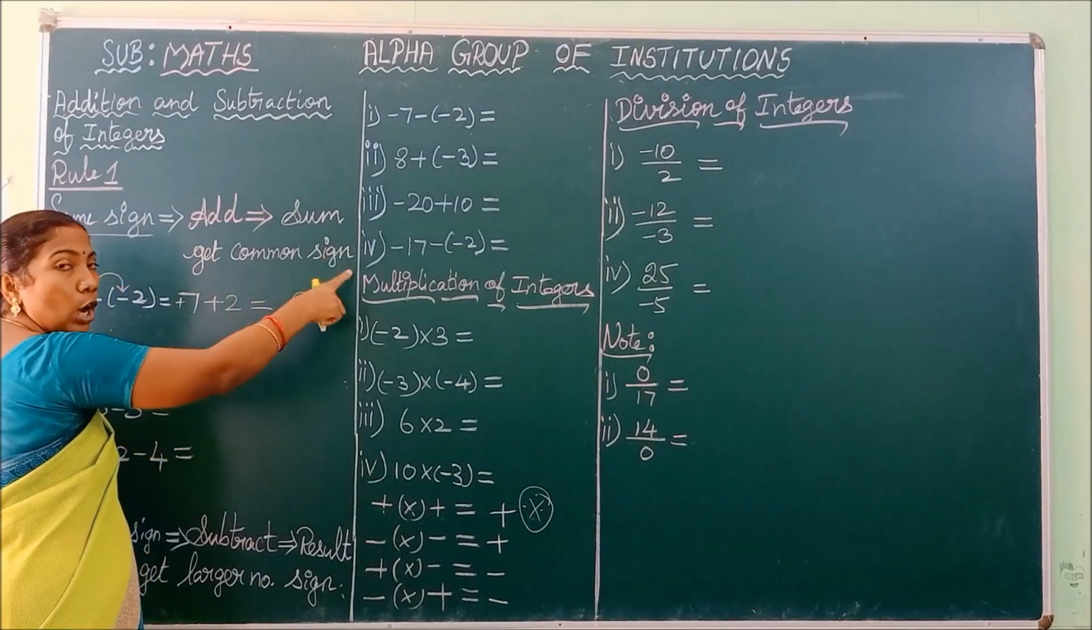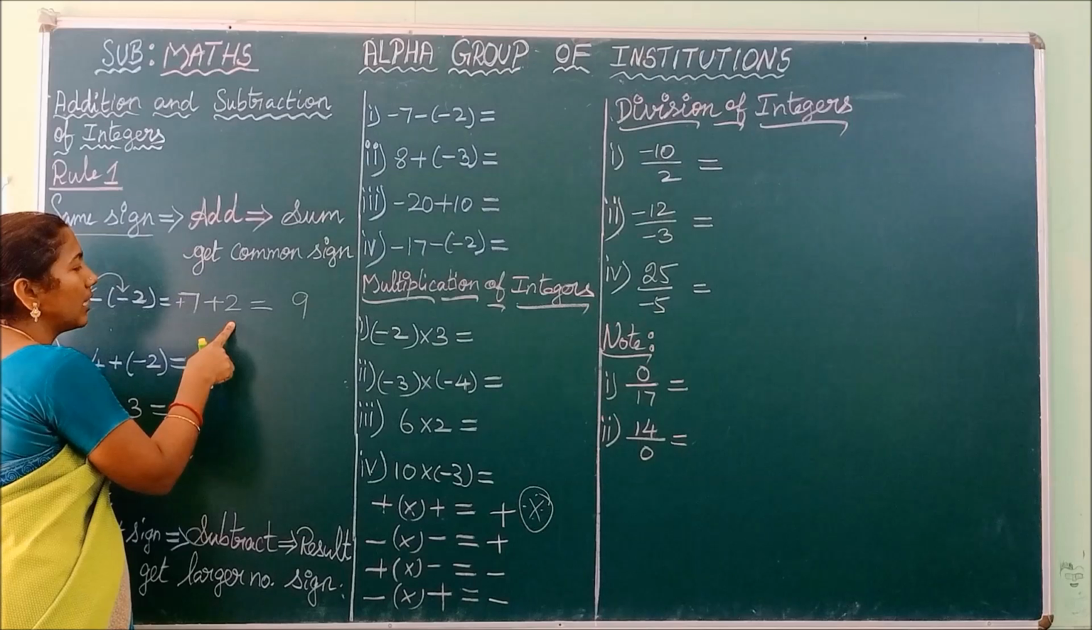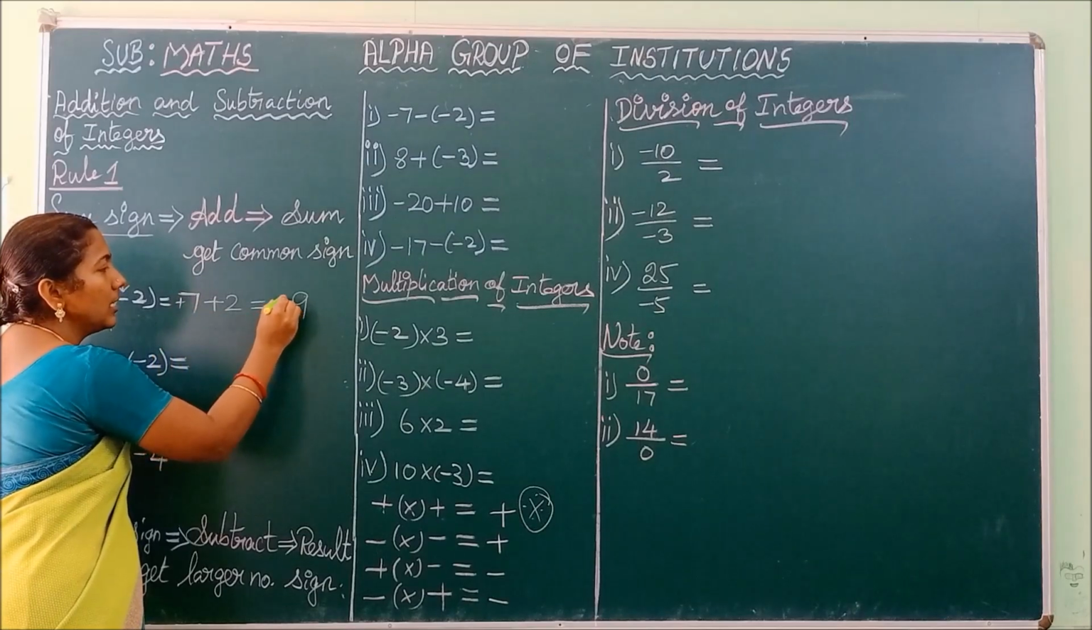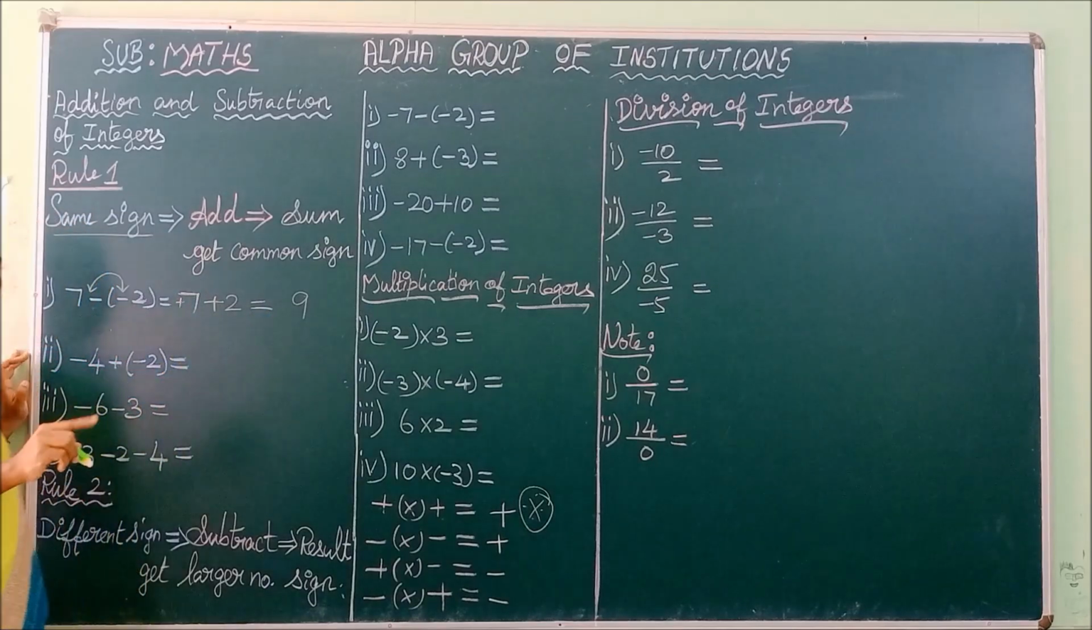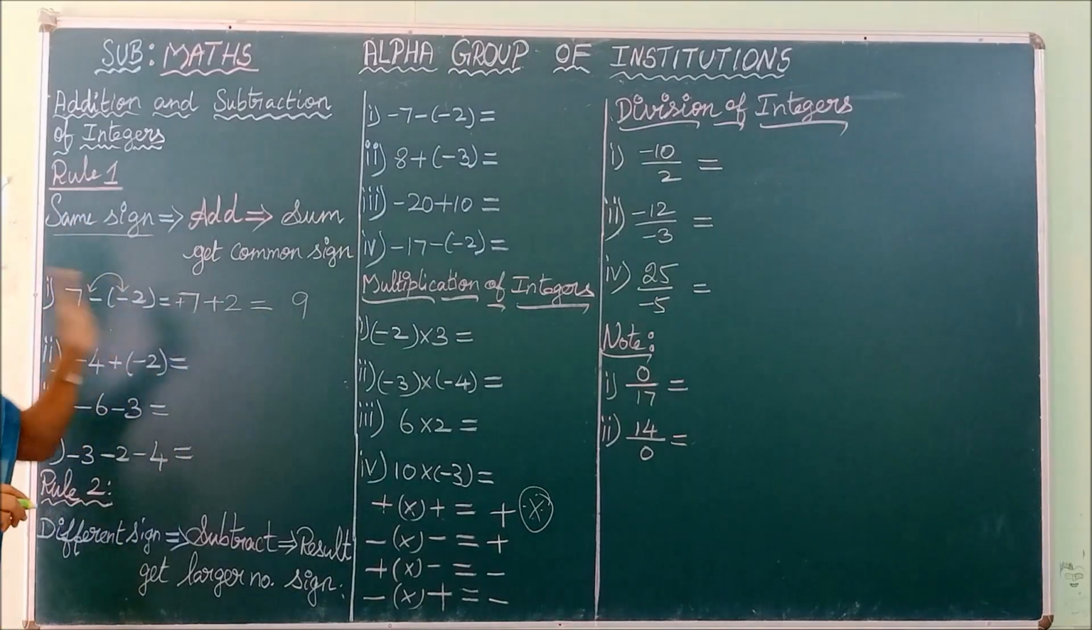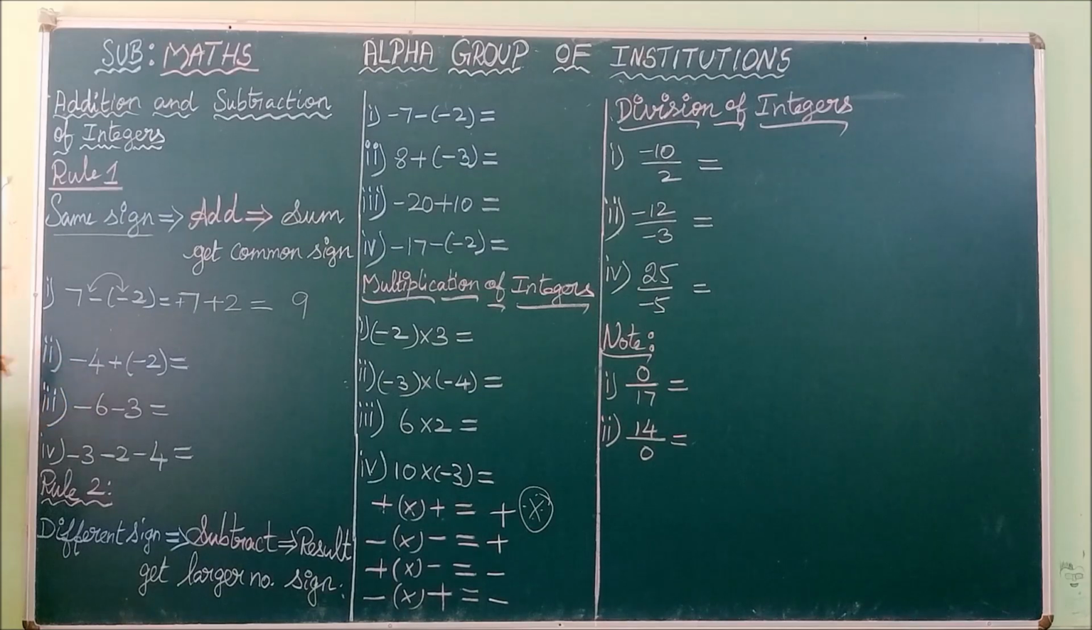This sum gets the common sign. What is the common sign here? Plus. So our answer is plus 9. You may also write only the 9. Both are correct. You may write plus 9 or 9 simply. Okay. Next see the second one, minus 4 plus, within the bracket we have minus 2.